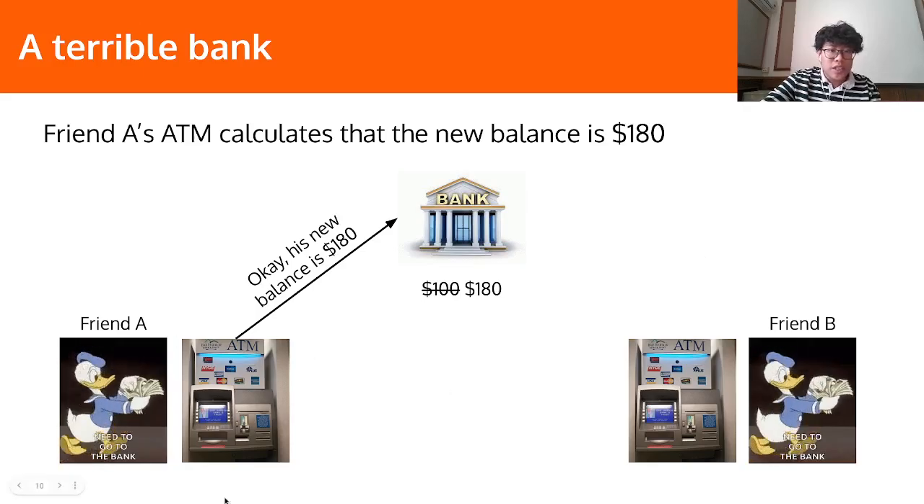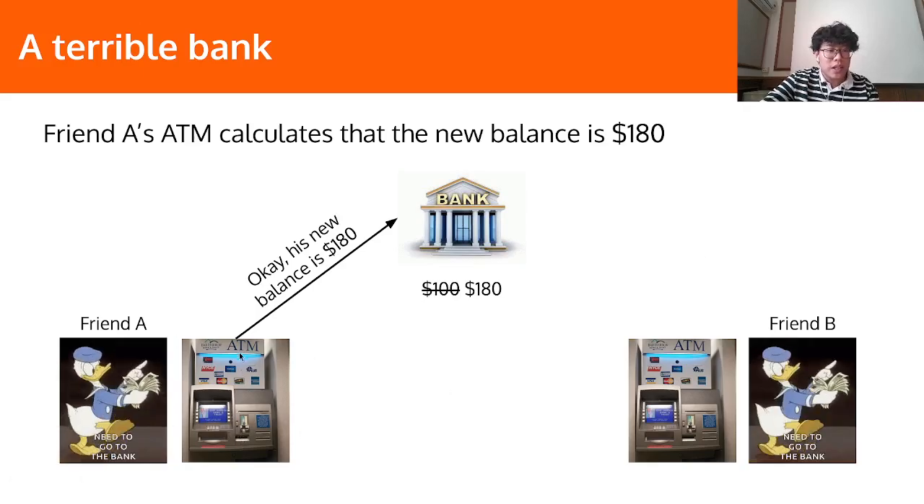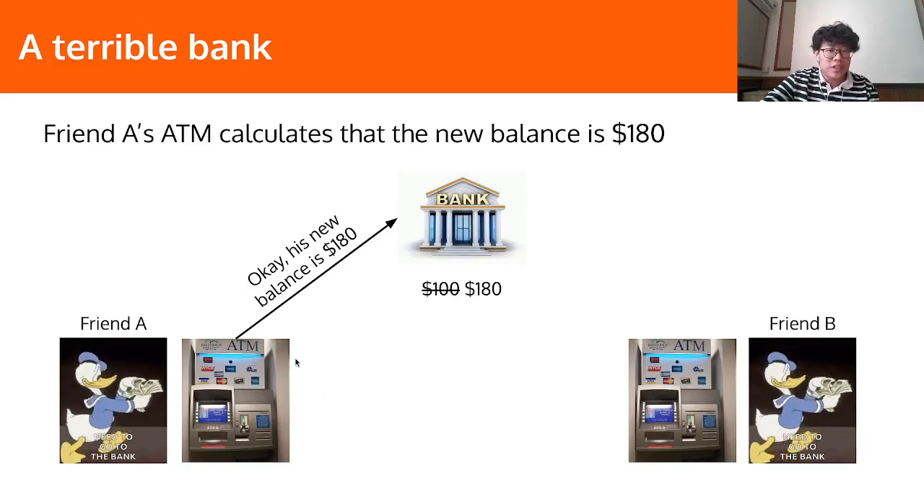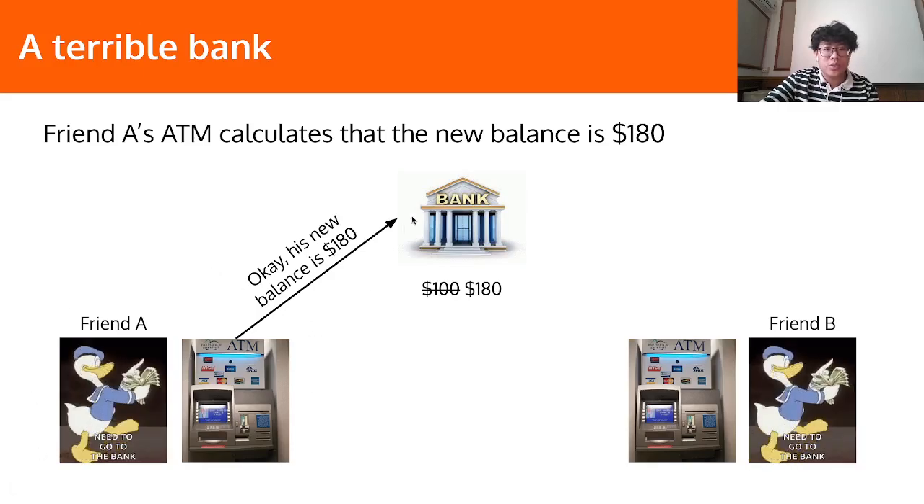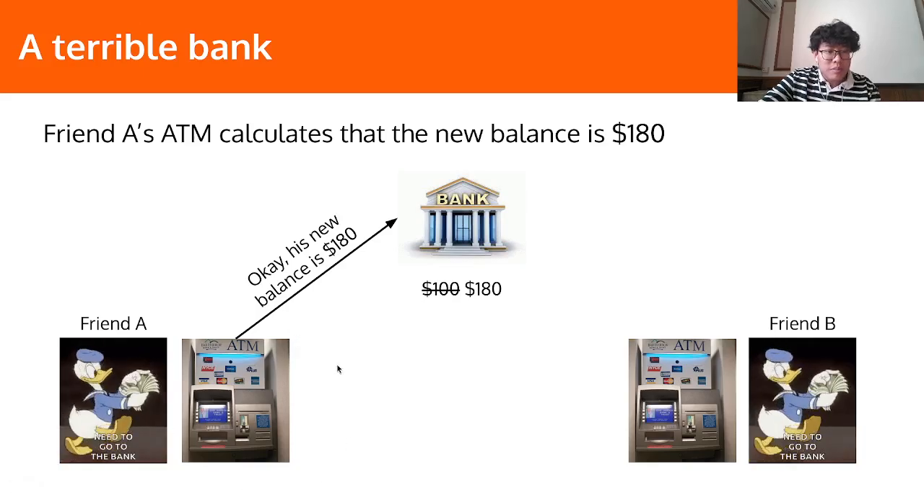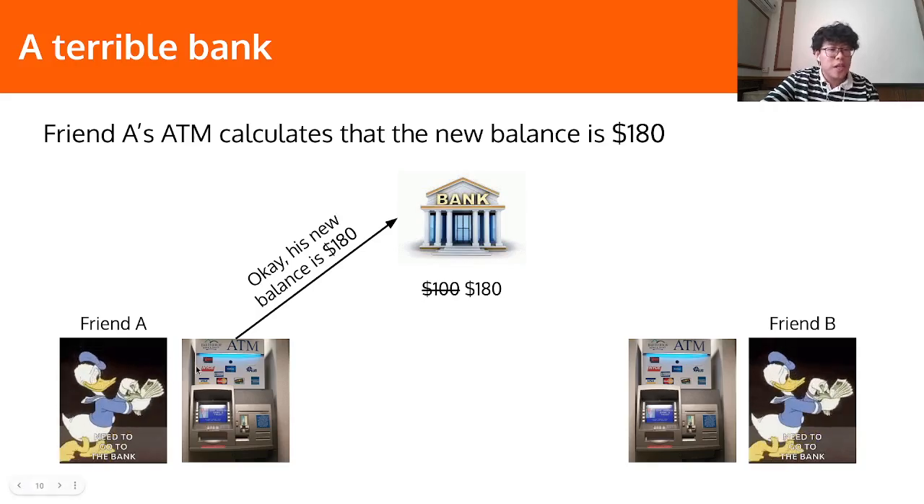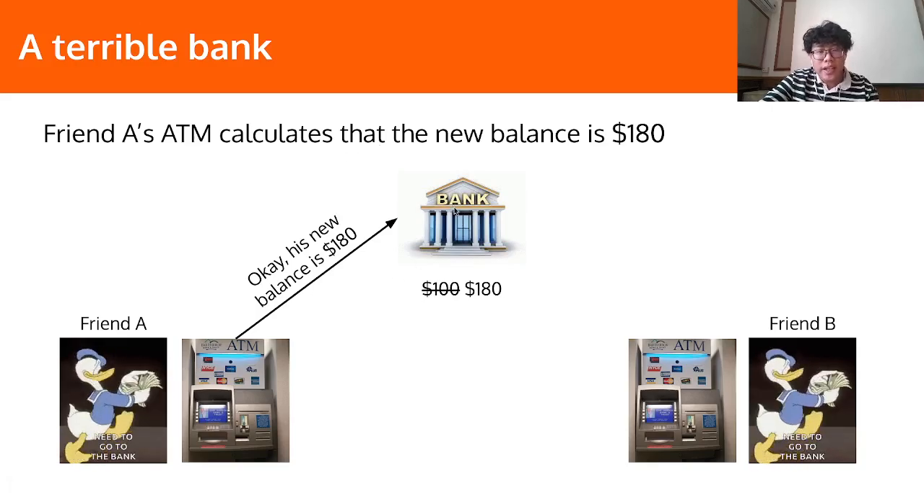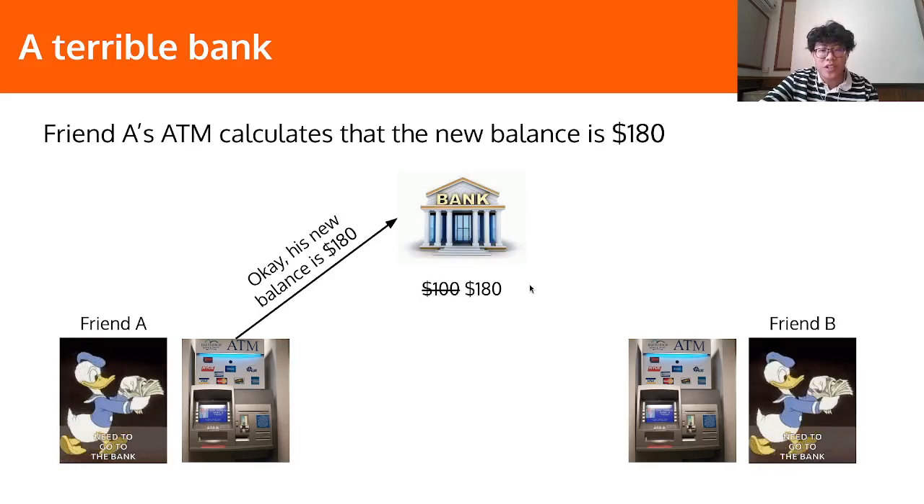Now, this first ATM calculates that your balance is now $180, which makes sense, right? Because you now have $100, we add 80, so you have $180. Now, the problem is the ATM tells the server that the new balance in your bank account is $180. And so the bank server takes that as it is and replaces your old balance of 100 with 180.